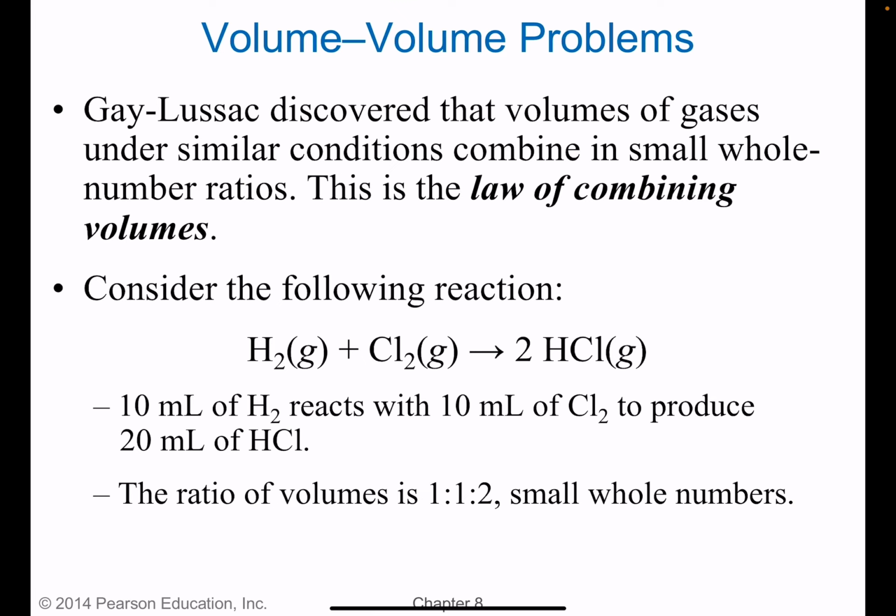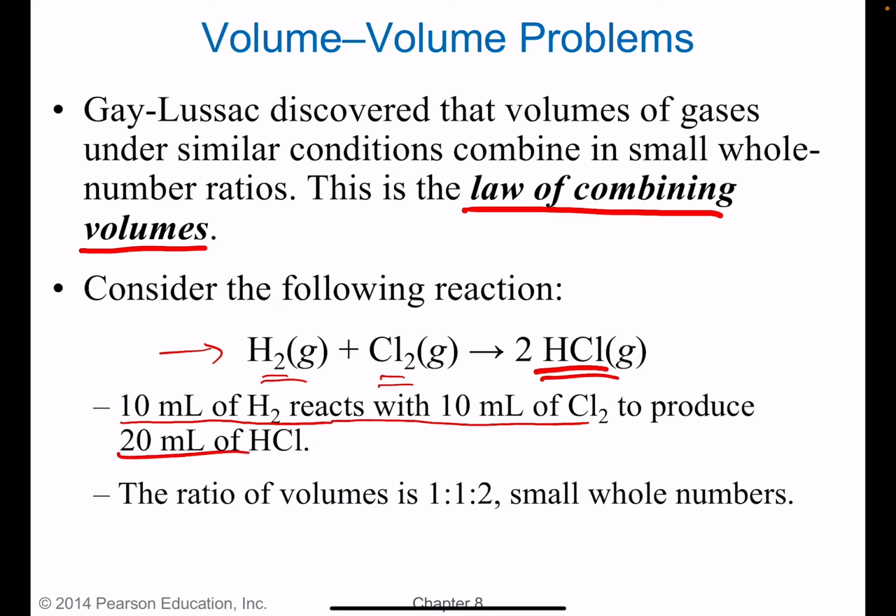So the last one is volume to volume problems. And this one kind of has a shortcut to it because of this thing called the law of combining volumes. And it's actually very similar to law of conservation of mass. Essentially, if you have a certain volume of gases on the reactant side, you should end up with the same volume of those gases on the product side, provided everything's at standard temperature and pressure. So with this example, they're saying 10 milliliters of hydrogen gas react with 10 milliliters of chlorine gas to produce 20 milliliters of HCl gas.